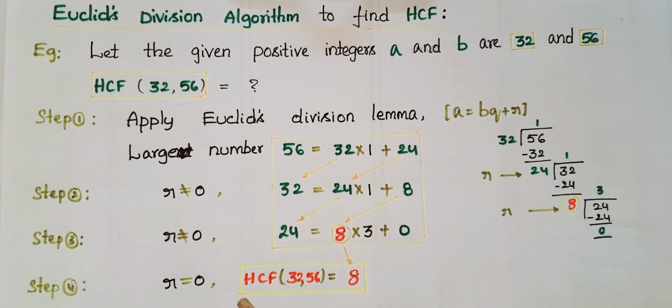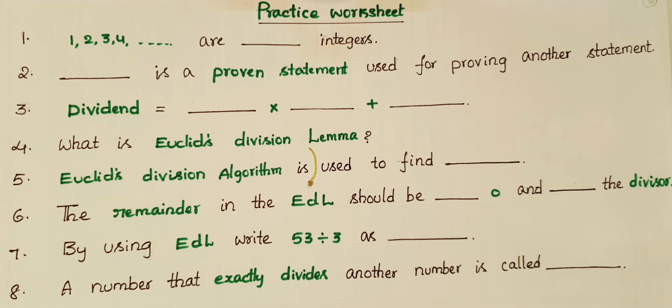So HCF of 32 and 56 is equal to, here the divisor is 8. This is the HCF. So HCF is 8. Now please do this practice worksheet.